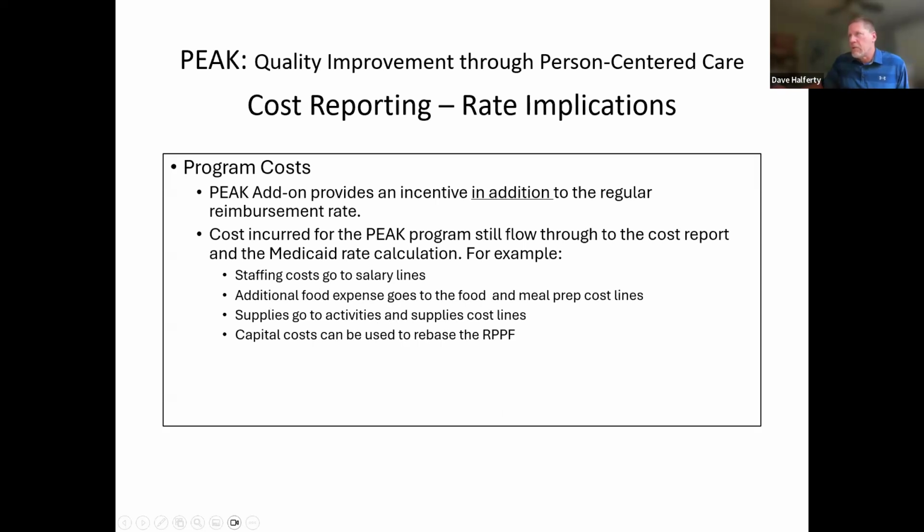The same thing's true for other expenses like food or supplies. As those costs increase because of PEAK, or if they increase because of PEAK, those things flow through to the cost reports as well and also get incorporated into the rate calculation. Another aspect is capital cost or capital outlays, things that you might do to modify the building or make it more home-like. Those costs aren't directly recognized like the other costs that I've mentioned, staffing and supplies and food, but those costs can be included to rebase the real and personal property fee, which is what is paid in lieu of ownership cost to the facility. So those also can be incorporated into the rate calculation.